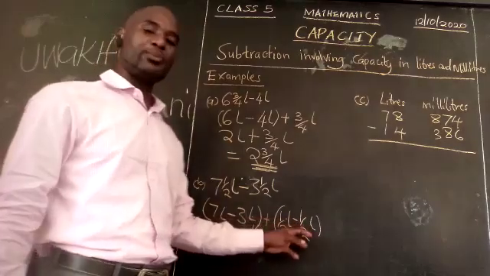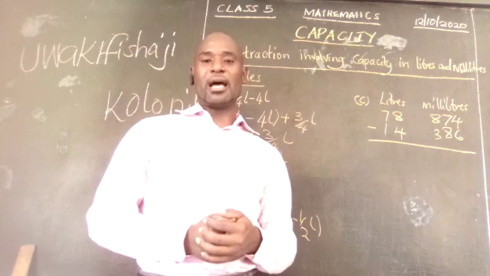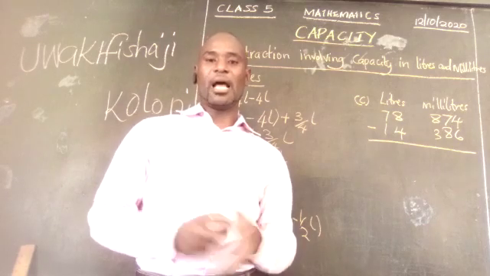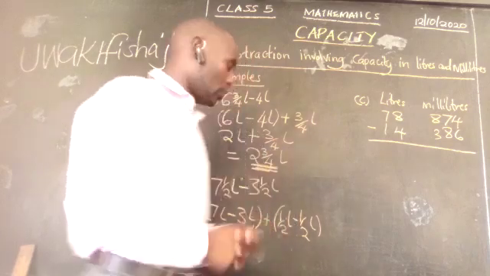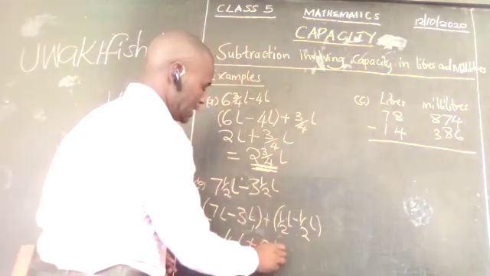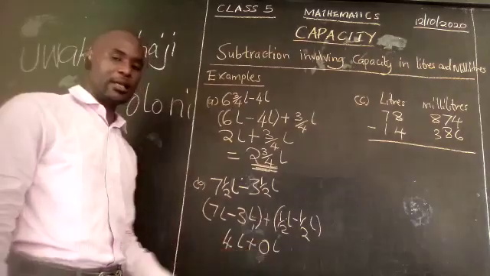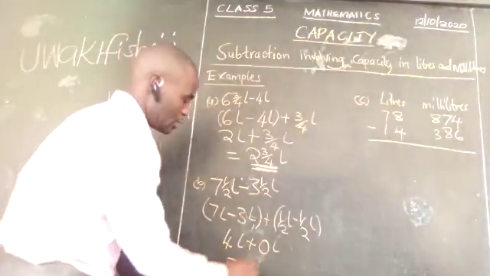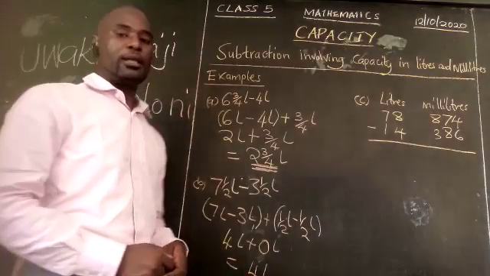What is 1/2 subtract 1/2? Good. 1/2 subtract 1/2 is equal to 0. So we shall add 0 liters here. So what is 4 liters add 0 liters? It gives us 4 liters.